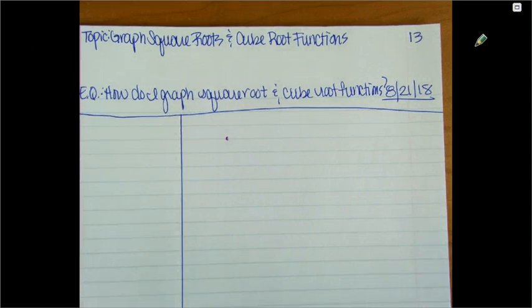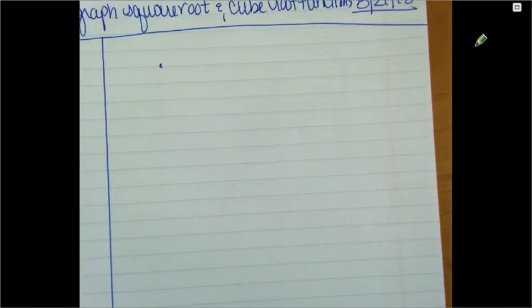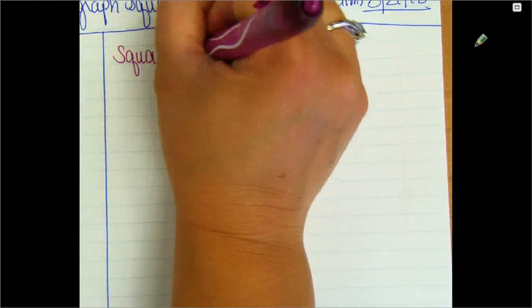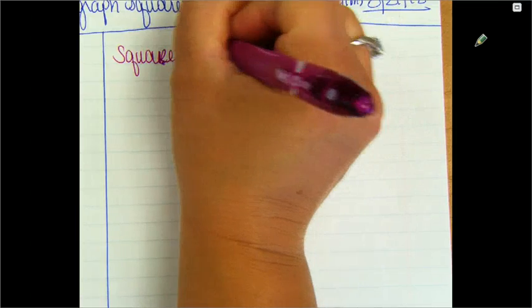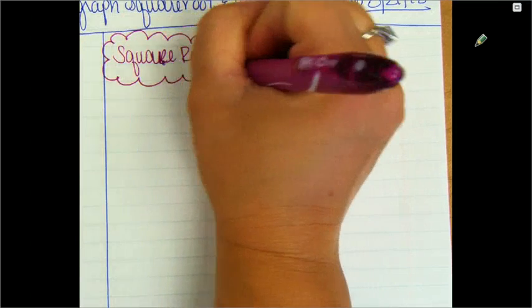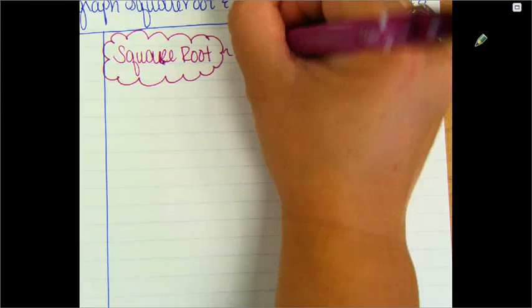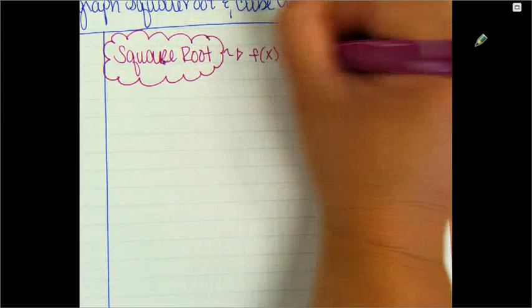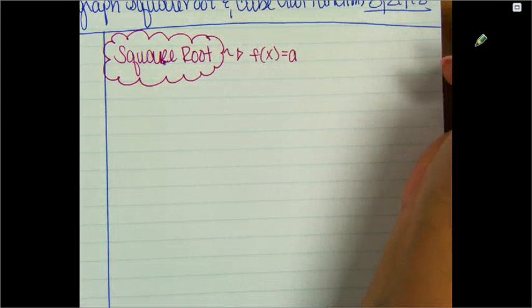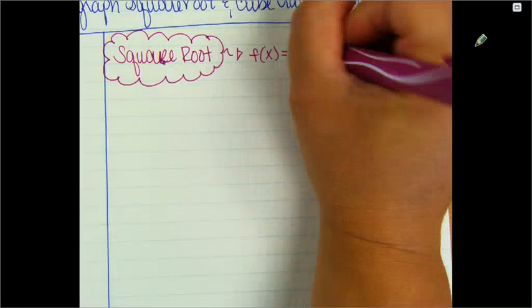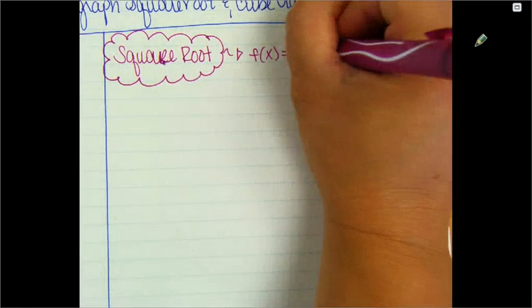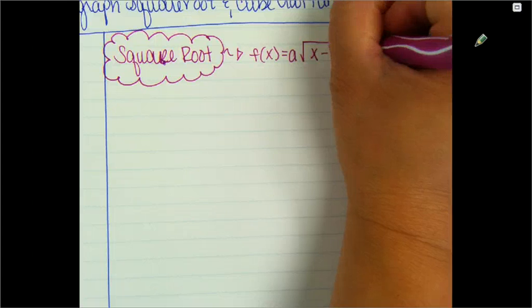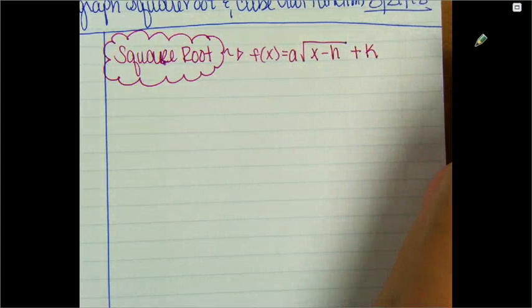Okay, ready? Let me zoom in. All right. Let's refresh our memory about a square root. Let's remember it is f of x equals a, then what? Square root of x minus h, and then the outside plus k, okay.